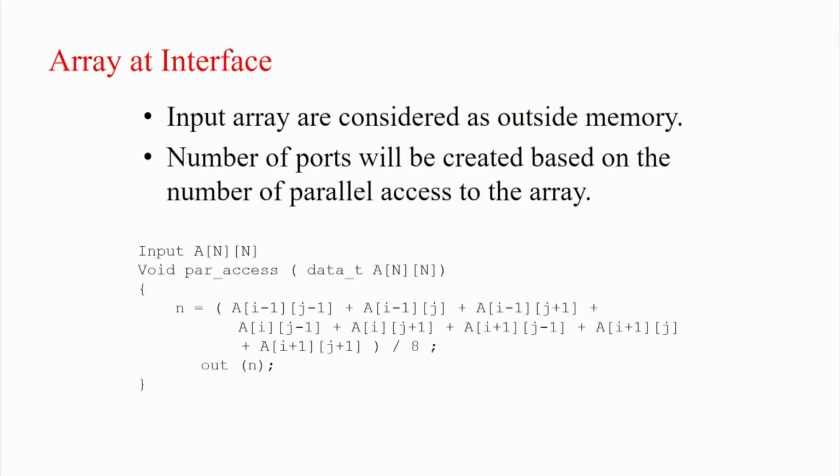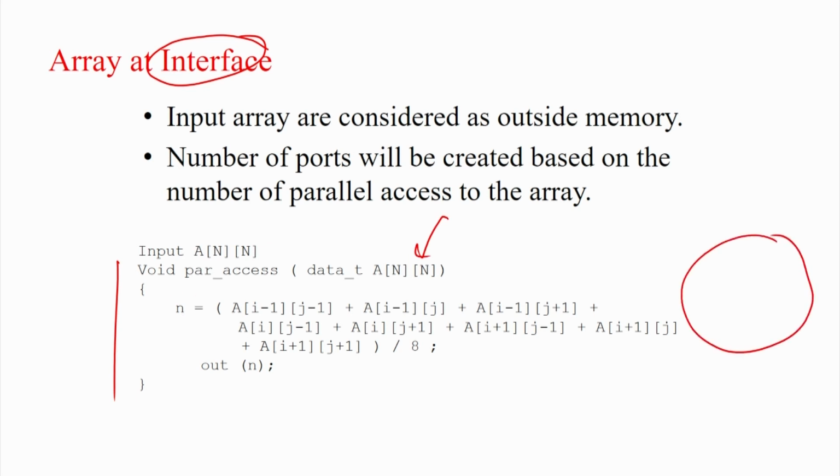The third thing is array as interface. Whenever you write a function and it has an array input, this function creates a module, and since there is an array as input, it assumes it is something external memory, and it will create some ports here, so that memory access happens through these ports. This is how this will be mapped.